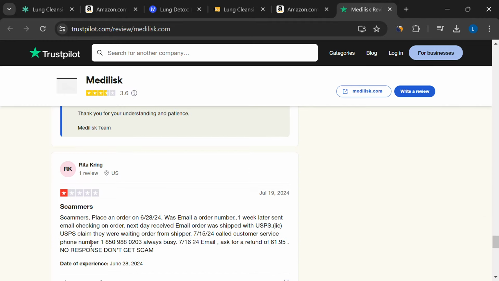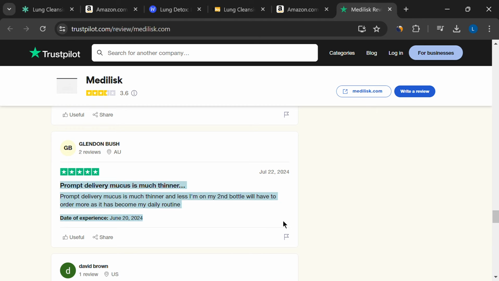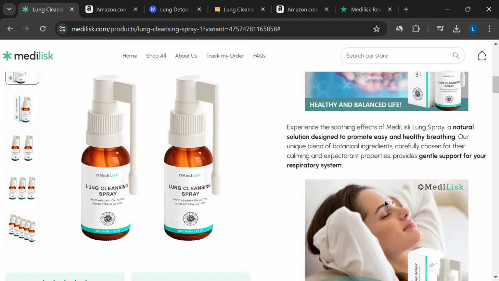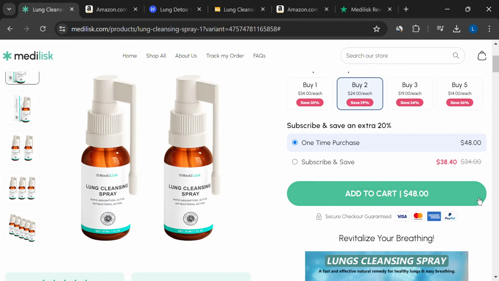Based on these mixed reviews, it seems like there's about a 50% chance that MediLisk Lung Cleansing Spray will work effectively for you. It's important to remember that everyone's body is different. What works for one person might not work for another. Therefore, it's always a good idea to consult your doctor before trying any new health product.